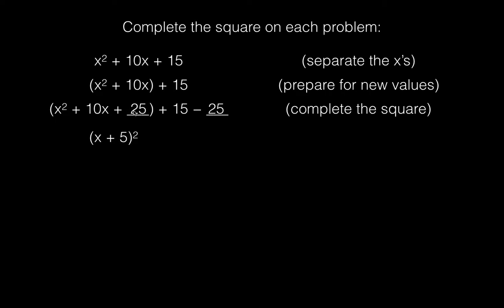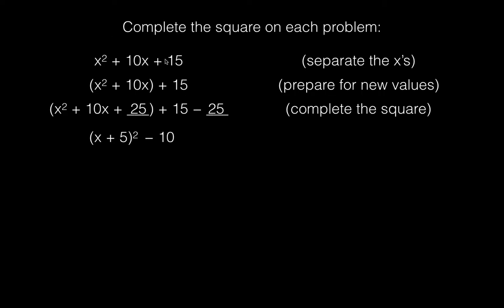This is the same as that, because if you remember, it would be x times x, which is x squared, x times 5, which is 5x, x times 5, which is 5x. Those two make 10x. 5 times 5, 25. We'll see what happens with that in a second. But this now needs to be simplified, so you then take positive 15 minus 25, which is negative 10. And that is your value completed, or that is the process of completing the square for that part there.